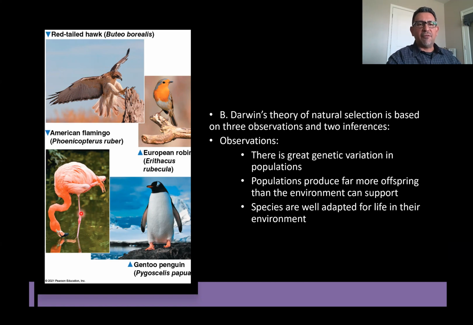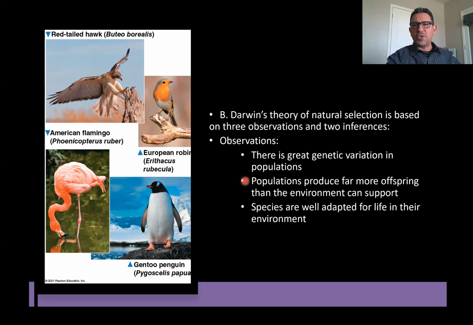Here you see, for example, a flamingo. And even though you can go and see a population of red-tailed hawks or a population of flamingos, and they all look the same to us, in reality, there are many subtleties, many variations, many differences. Our eyes simply are just not trained to detect those differences, but the differences are there, not only on the outside, but also on the inside.